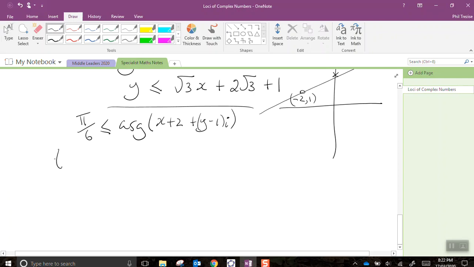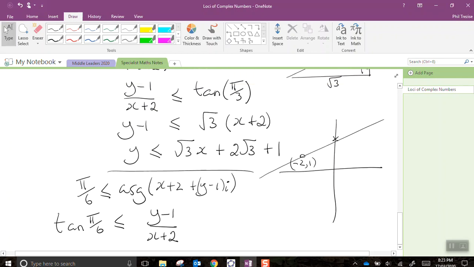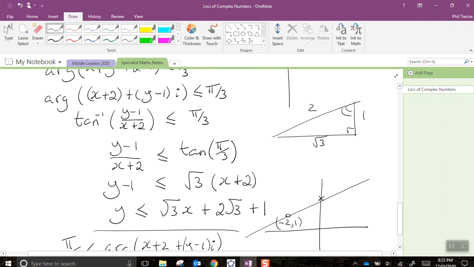So once again, the tan of this angle would be the tan of the inverse tan. In other words, it would be the imaginary part over the real part. Tan of pi over 6. Pi over 6 is this angle. The tan of this angle is 1 over root 3.